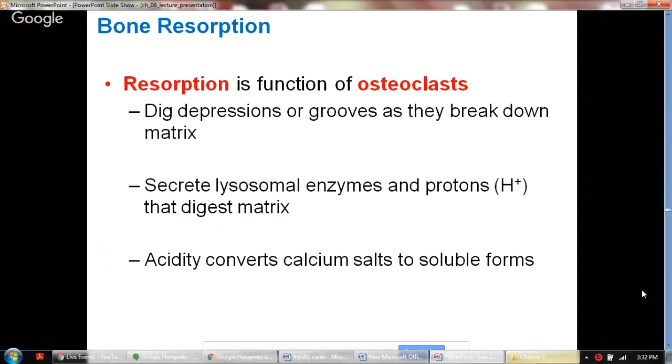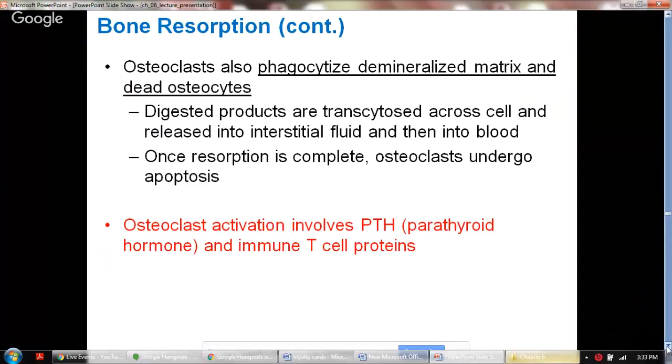In the resorption process, it is a function of osteoclasts, so bone formation by osteoblasts, bone resorption by osteoclasts. They dig depressions or grooves as they break down the matrix, and they secrete lysosomal enzymes and proton ions, and that will digest the matrix and convert the calcium salts into much more soluble forms which can get absorbed into the blood.